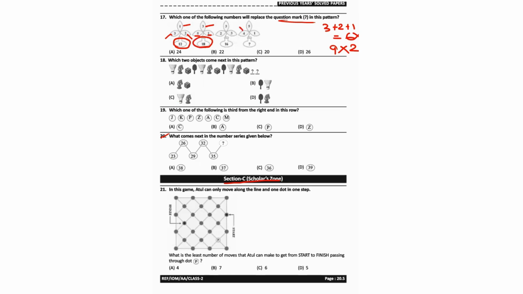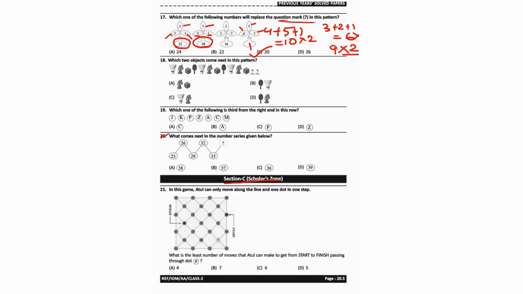You are adding up the numbers in the petals of the flower, and the total multiplied by 2 gives you the number on the vase. So 4 plus 5 plus 1. If you add them, 5 plus 4 is 9. Plus 1 is 10. And when you multiply this by 2, how much will you get? 20. So that's my answer.